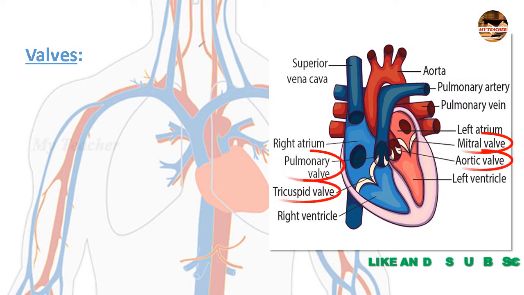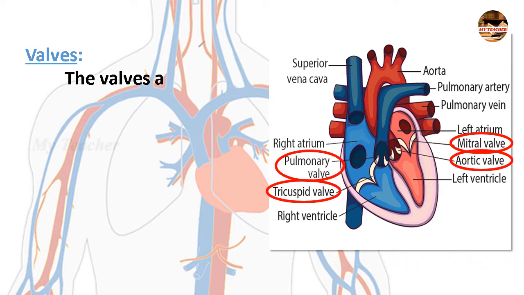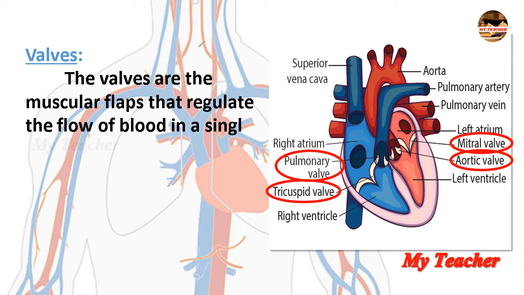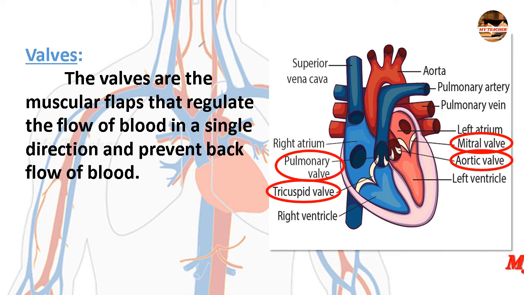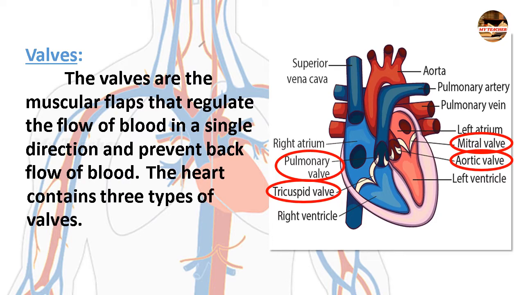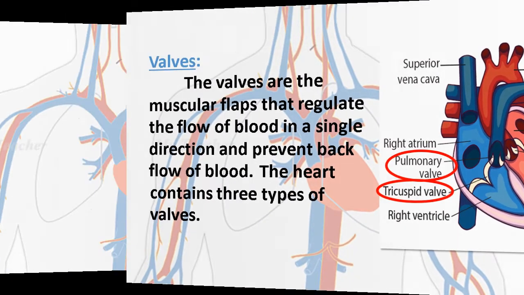Valves. Observe the valves in the diagram. What is the purpose of valves? The valves are the muscular flaps that regulate the flow of blood in a single direction and prevent backflow of blood. The heart contains 3 types of valves.